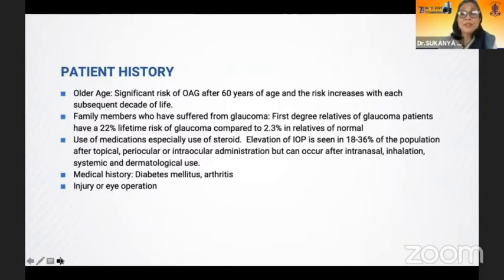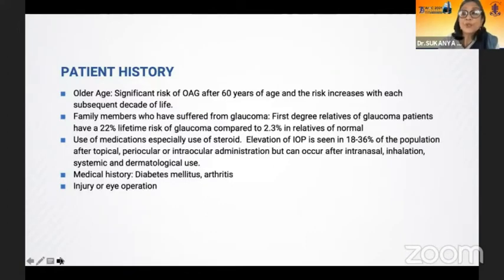Family members who have suffered from glaucoma, the first degree relatives of glaucoma patients also have a greater risk of developing glaucoma. We always take a complete medical history. It is our norm. In a busy OPD, it may not always be possible. But if you have to ask for one drug, then ask for the use of steroids.